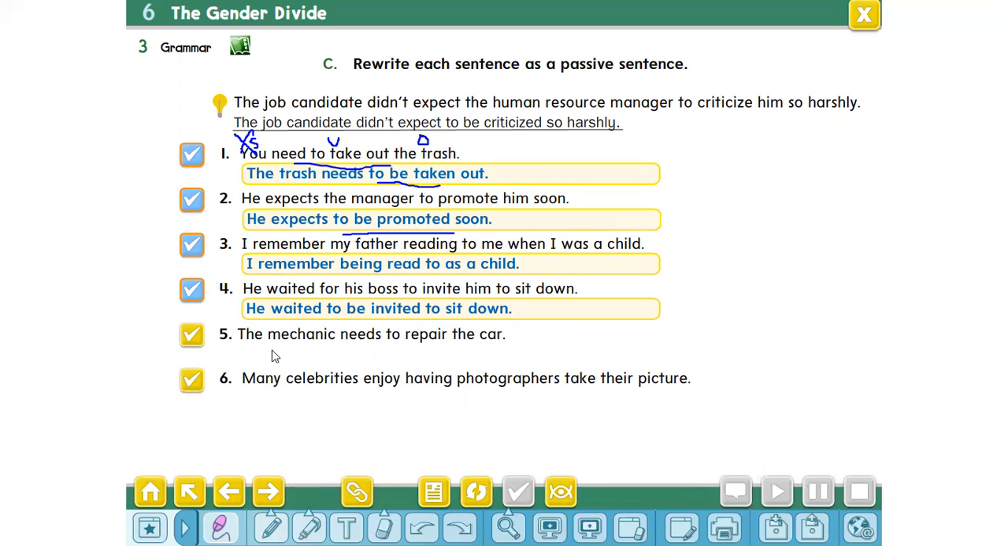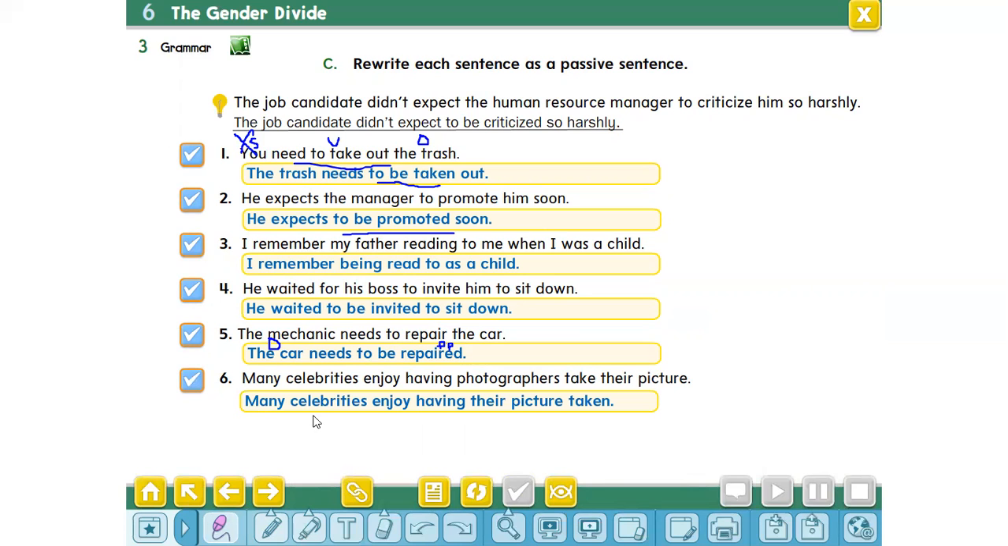Number 5, the mechanic needs to repair the car. Excellent. The car needs to be repaired. We will start with object, needs to be plus past participle. Number 6, many celebrities enjoy having photographers take their picture. Many celebrities enjoy having their picture taken.